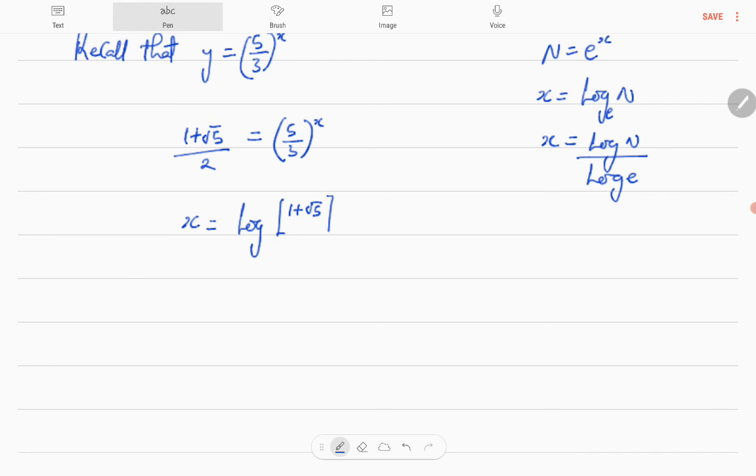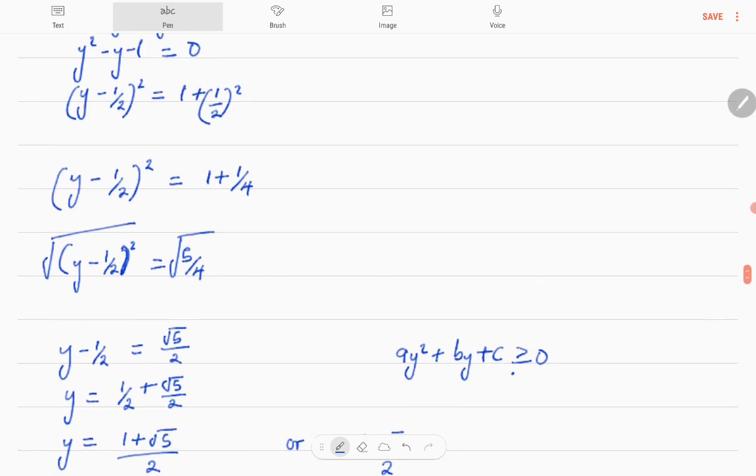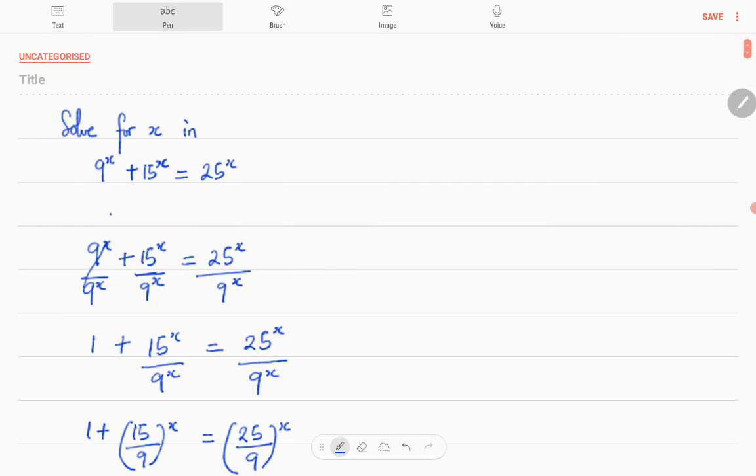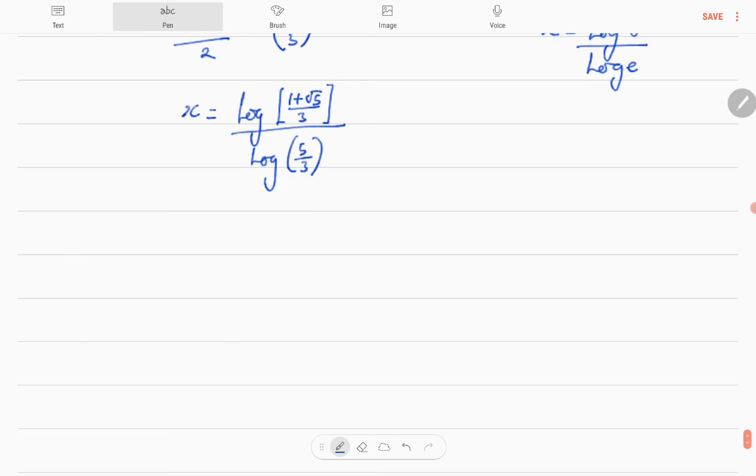So I'll have this as log of 1 plus root 5 divided by 2, divided by log of 5 divided by 3. So this will give you the value of x. To give you the value of x: log of 1 plus root 5 divided by 2, divided by log of 5 divided by 3 enclosed in brackets.